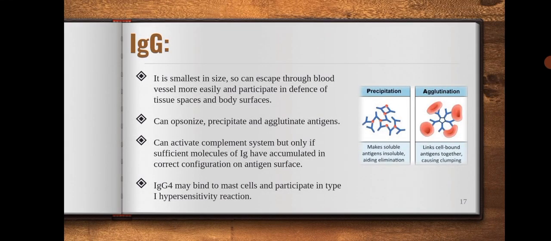It is smallest in size, so it can escape through blood vessels more easily and participate in defense of tissue spaces and body surfaces. It can opsonize, precipitate and agglutinate antigens. It can activate the complement system, but only if sufficient molecules of immunoglobulins have accumulated in correct configuration on the antigen surface. IgG4 may bind to mast cells and participate in type 1 hypersensitivity reaction.